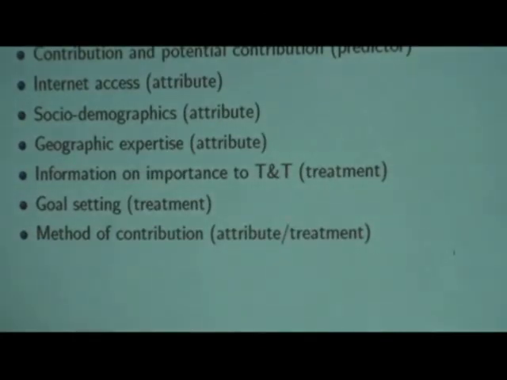And these are some preliminary conceptual variables of interest: the contribution, potential contribution, internet access, socio-demographics, geographic expertise, information on the importance to Trinidad and Tobago, goal setting, and the method of contribution.